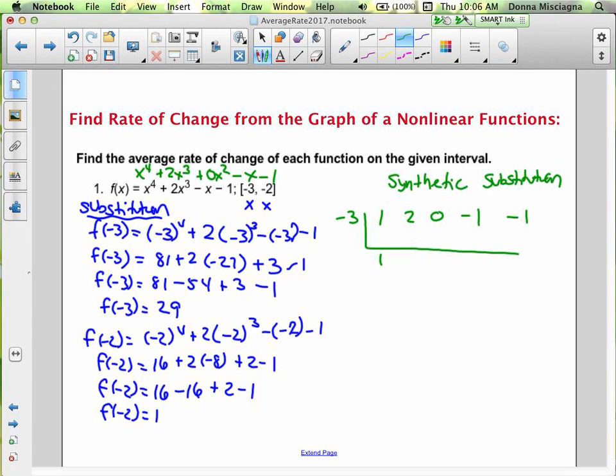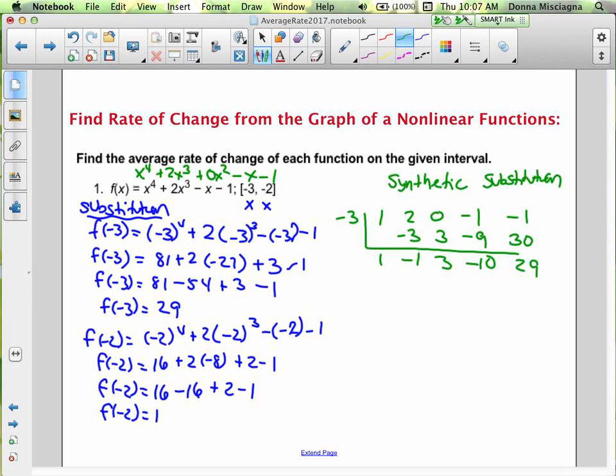So you bring down the 1. 1 times negative 3 is a negative 3. Add, you get negative 1. Negative 1 times negative 3 is a positive 3. And then add, you get 3. 3 times negative 3 is a negative 9. Add, you get negative 10. Negative 10 times negative 3 is a positive 30. Add, you get 29. Notice we got the exact same thing. I think it's a whole lot less work. All right, so definitely put that synthetic substitution in there so you can use that as well. Make sure you show that you have to put the 0 in.